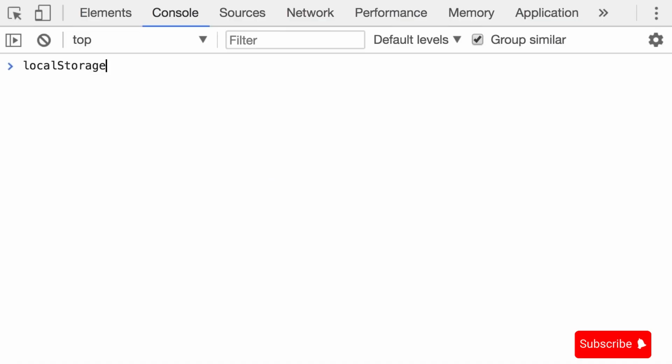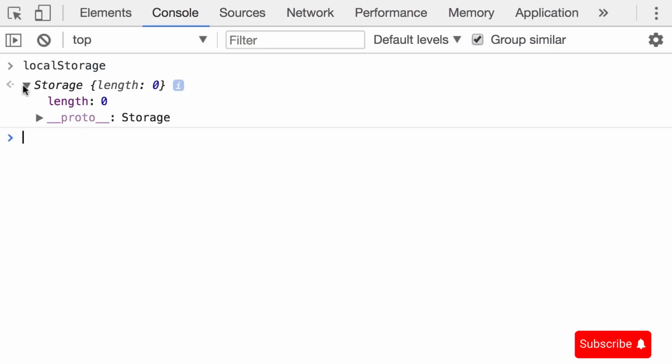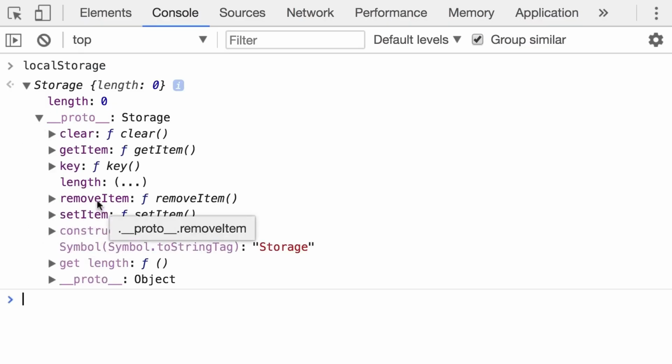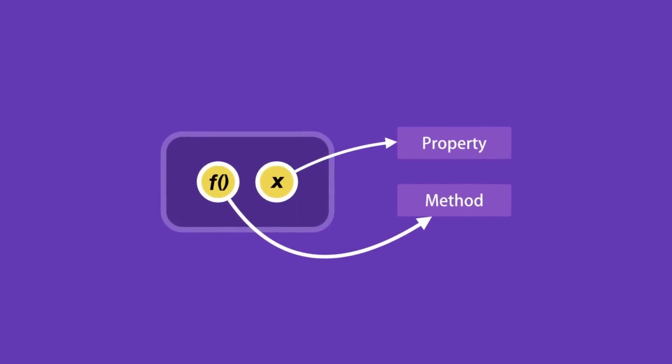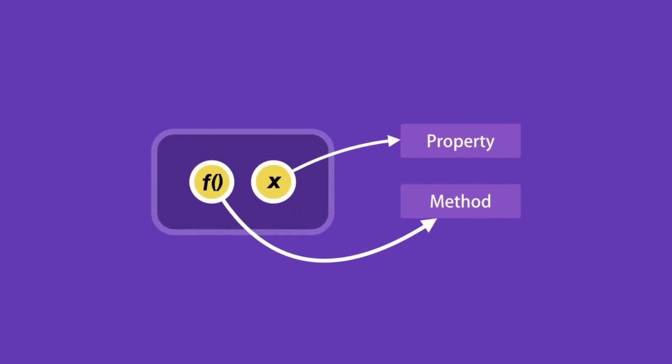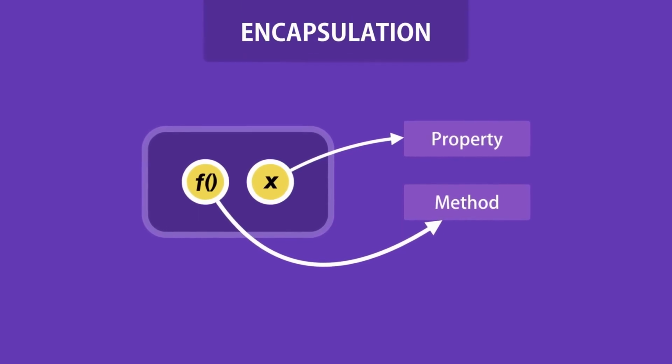Now you might say, "What, Mosh? We don't have cars in our programs. Give me a real programming example." Okay, think of the local storage object in your browsers. Every browser has a local storage object that allows you to store data locally. This local storage object has a property like length, which returns the number of objects in the storage, and methods like setItem and removeItem. So in object-oriented programming, we group related variables and functions that operate on them into objects. And this is what we call encapsulation.